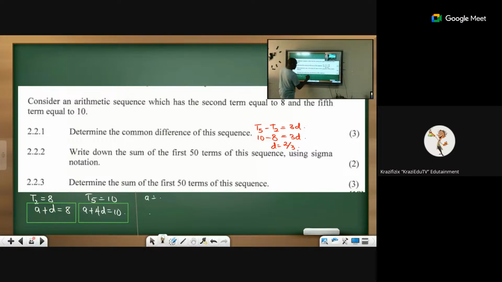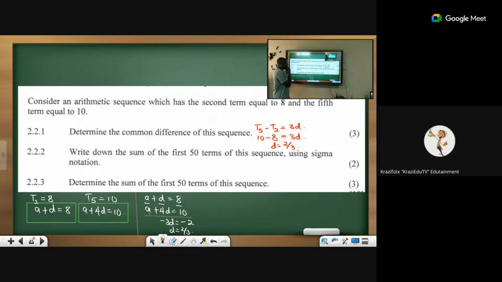So A plus D equals 8. A plus 4D, just subtract. A minus A would give me what? 0. What is D minus 4D? Negative 3D. What is 8 minus 10? So what is D? And from there, can I get A?